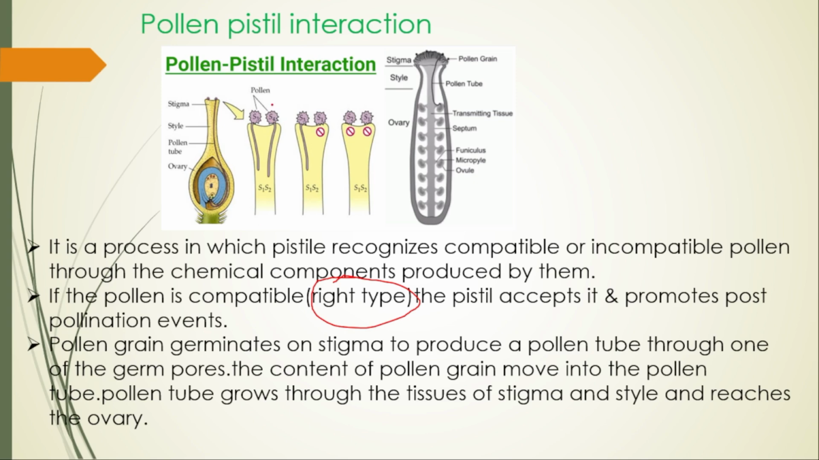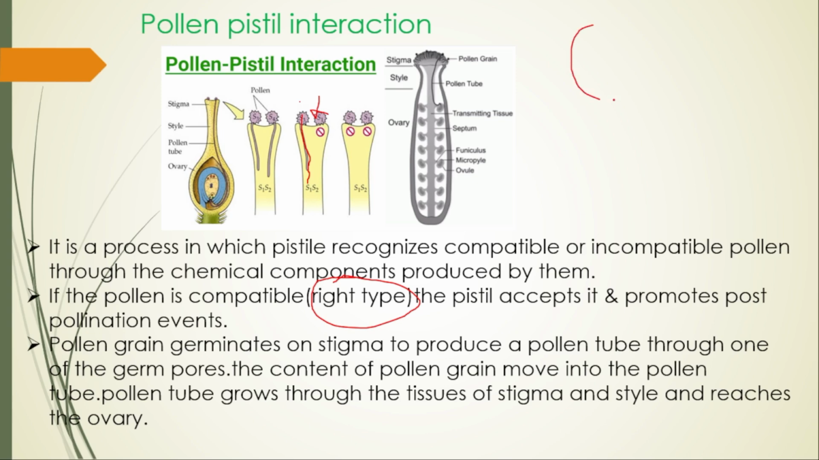If the pollen is of the right type, see here, S1 is the right type, this is provided for pollen tube formation, but this one is not. S3 is given permission but S1 is not, because that one is not compatible. Next, the pollen grain germinates on the stigma to produce a pollen tube through one of the germ pores.